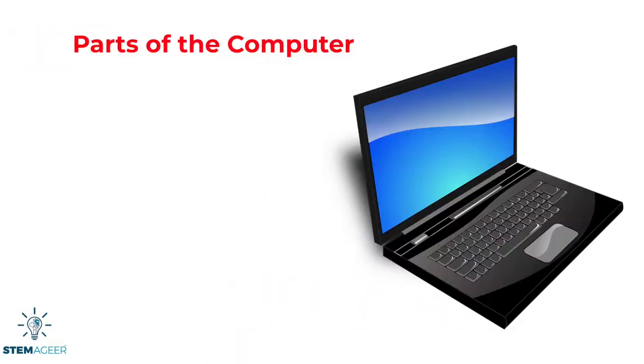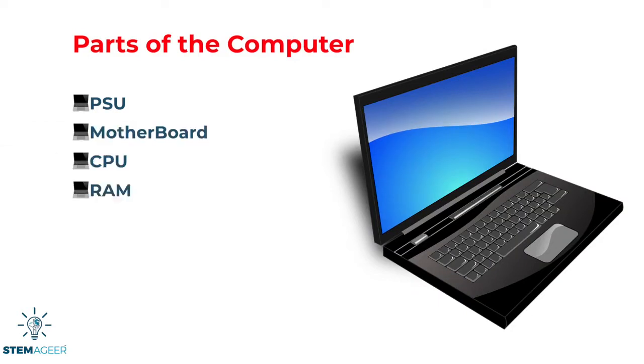There are many parts of the computer that work together to allow it to function. Today, we will focus on the main parts: the power supply unit, the motherboard, the central processing unit or CPU, random access memory or RAM, the hard drive, the graphics processing unit or GPU, and the case. Let's take a look at each one.